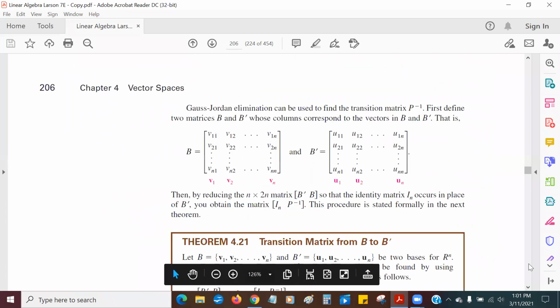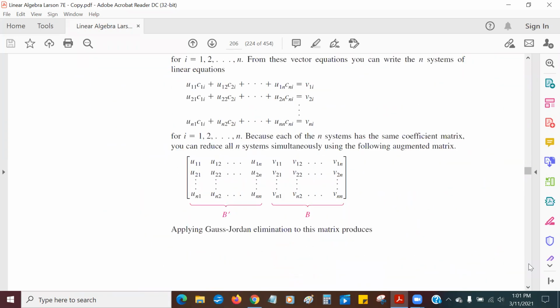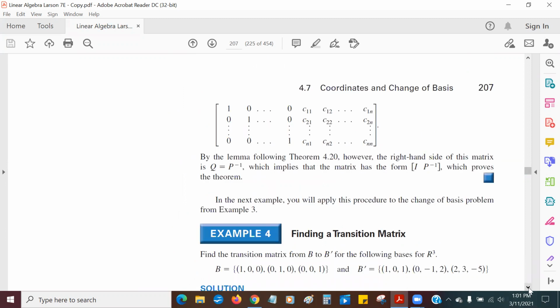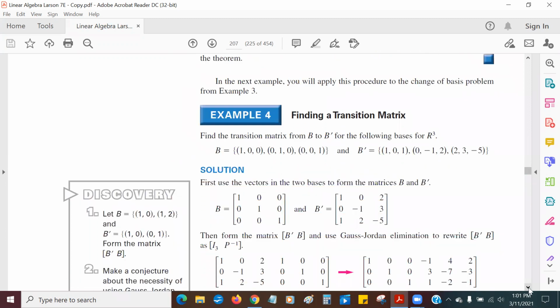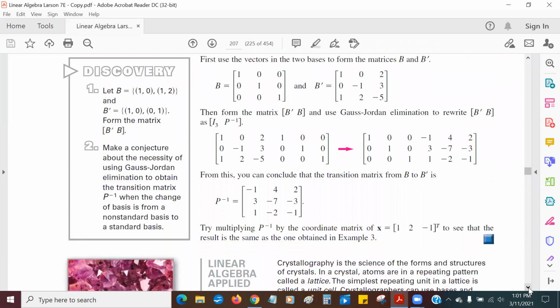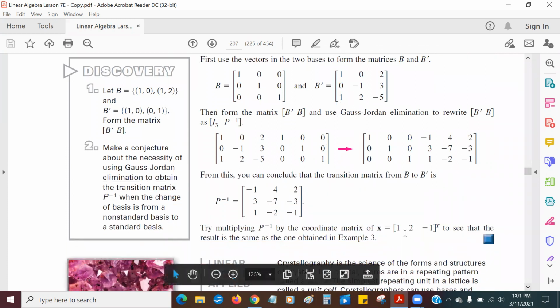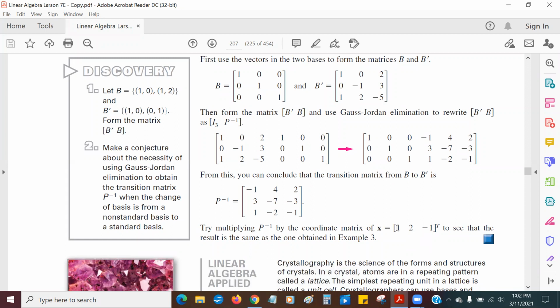Okay, let's go back to that spot. I just want to point out one more thing. Here we go, example 4. So let's do B to B prime. This 1, 2, -1 is in the standard basis, that's our B. So if we take P inverse and multiply it by this, we get the 5, -8, -2, which was relative to the basis B prime. So it all works out and it's all good.